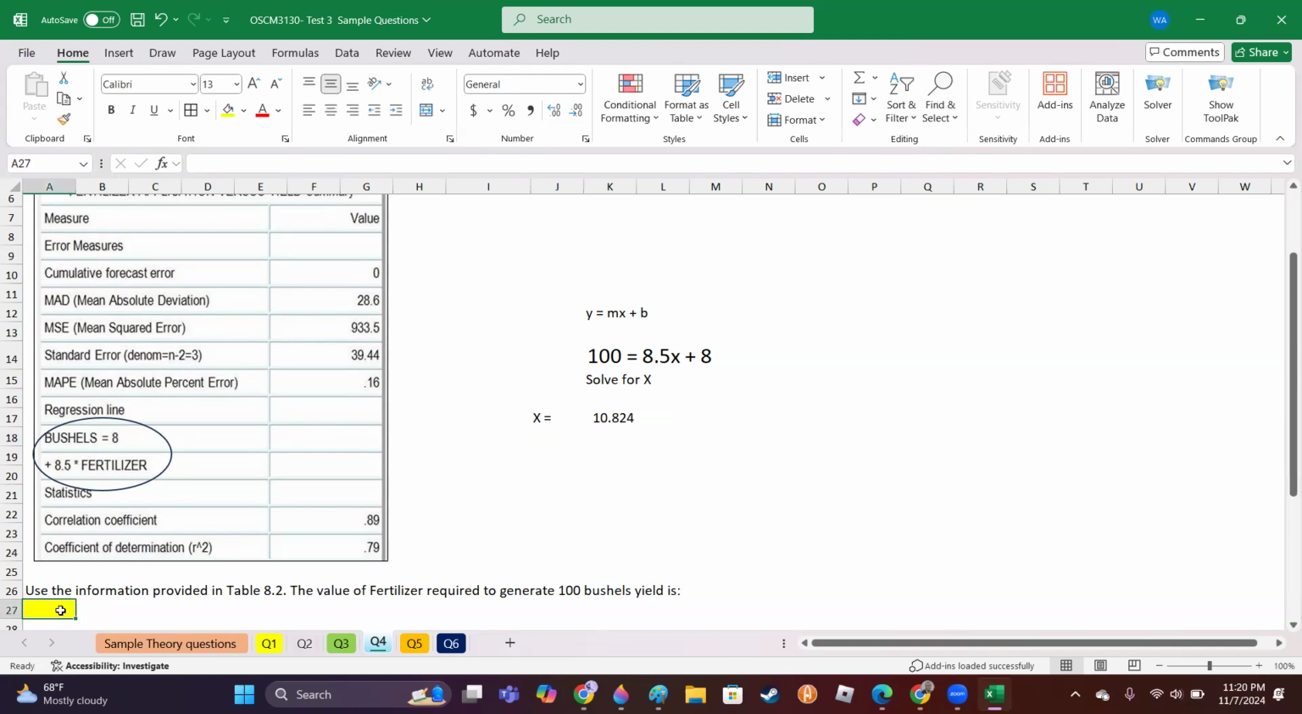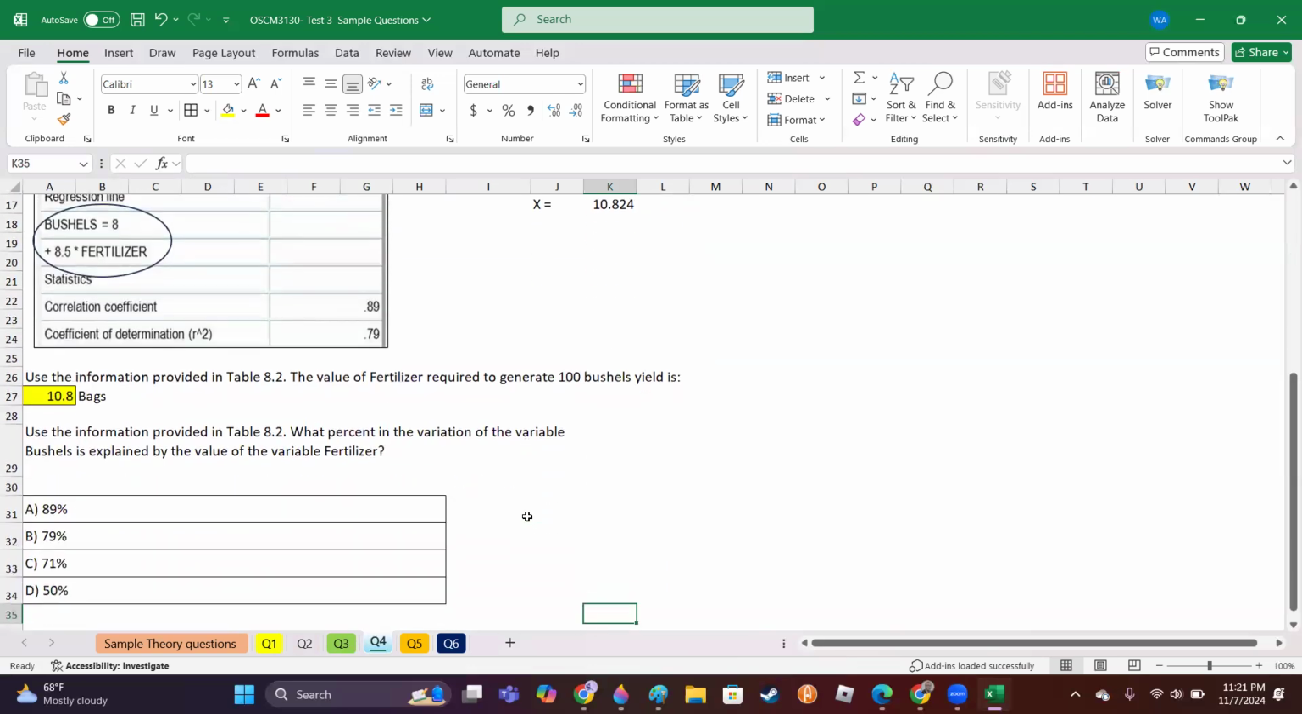So the amount of fertilizer that this farmer needs to put on his field is 10.8, or you could round it up to 11 bags. Okay. So this type of question might involve you solving for x. It might ask you to try and figure out what's the meaning of this correlation coefficient. What's the meaning of the coefficient of determination? Please read up on that. Where is your measure of forecast of bias? Please read up on that as well.